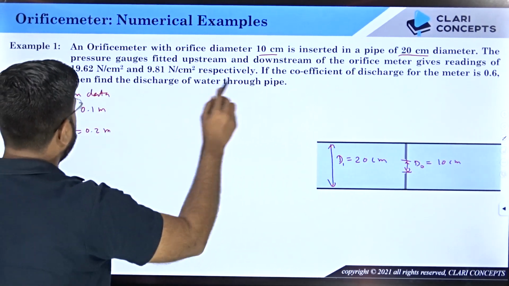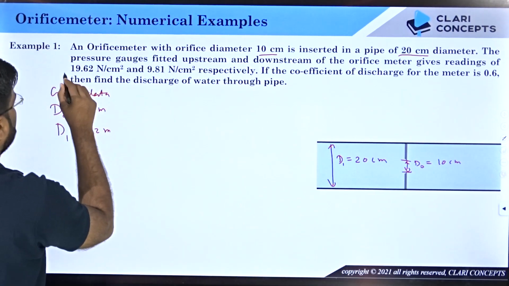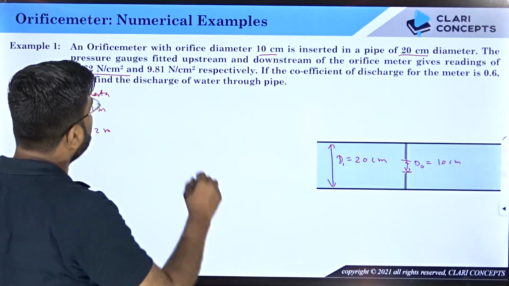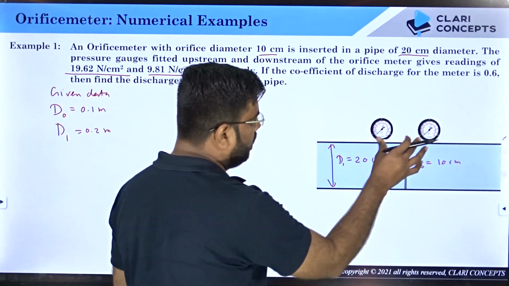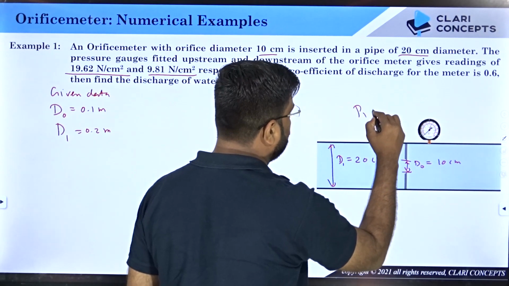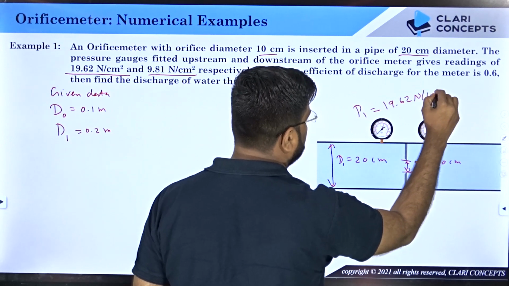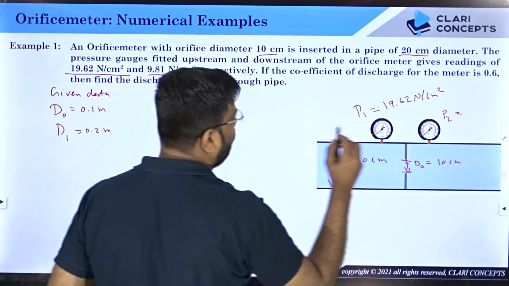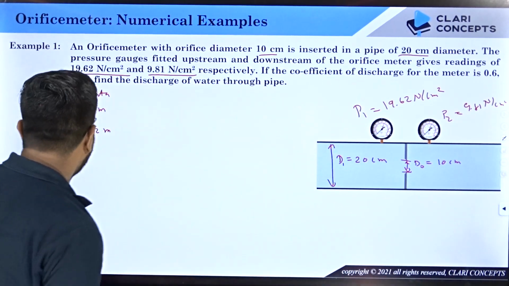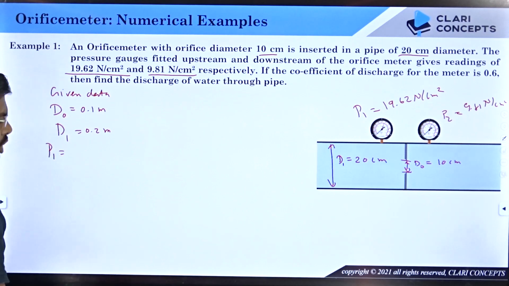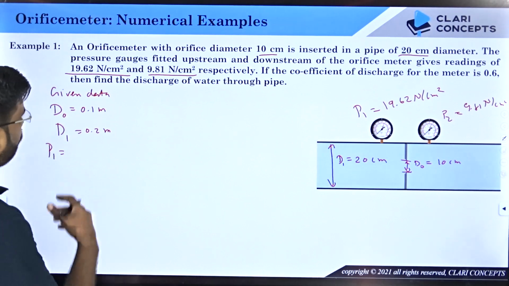Okay. The pressure gauges fitted upstream and downstream of the orifice meter give the readings of 19.62 Newton per centimeter square and 9.81 Newton per centimeter square respectively. What does it mean? They have mounted two pressure gauges: P1 is showing 19.62 Newton per centimeter square and P2 is showing 9.81 Newton per centimeter square. Now, when you use the values of pressure, make sure the value of pressure is in Pascal, because that is the SI unit.